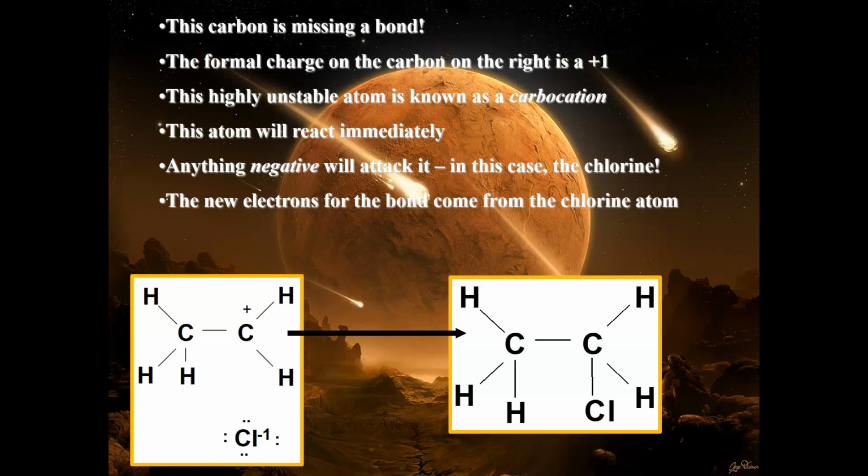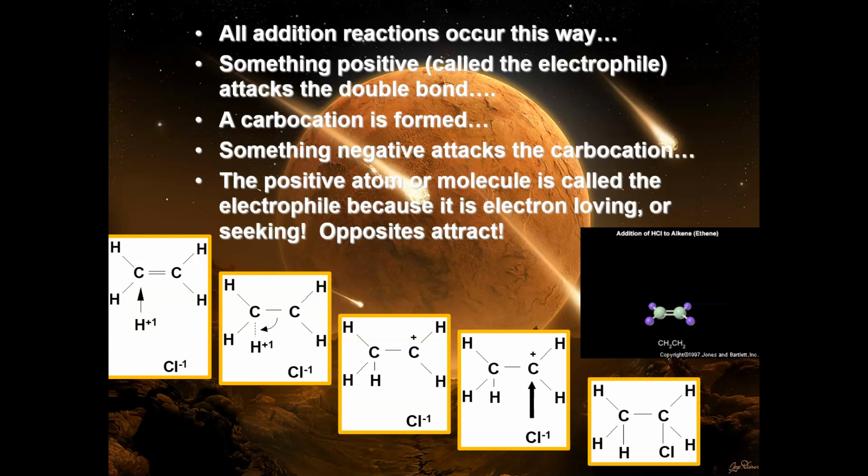Now it is highly unstable. This is known as a carbocation. This atom is going to react immediately. Anything that is negative, in this case that is chlorine, anything negative is going to go there. So that means that the new electrons for this bond are coming from the chlorine atom because the carbon doesn't have extra electrons to spare. So all of our addition reactions are going to occur this way.